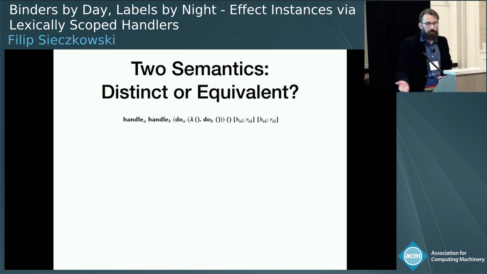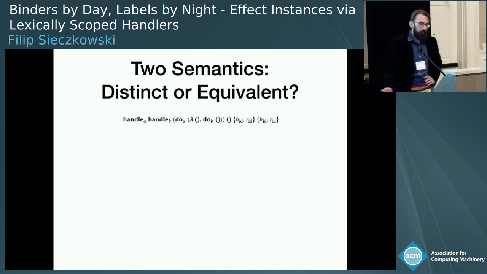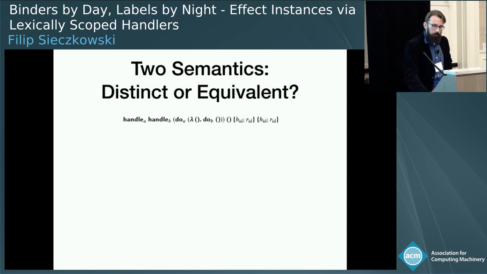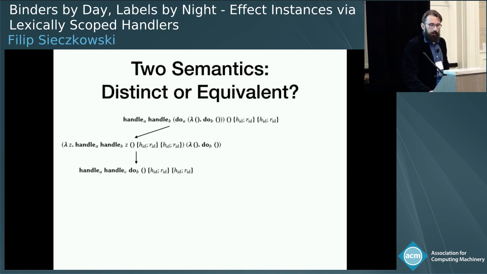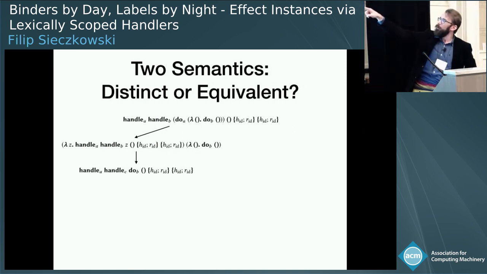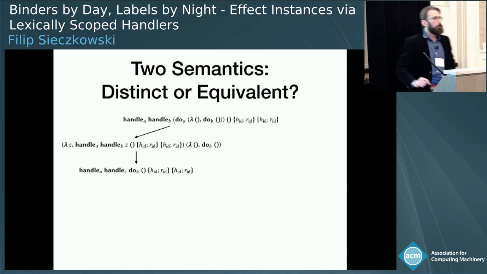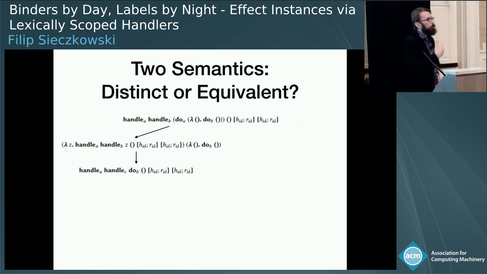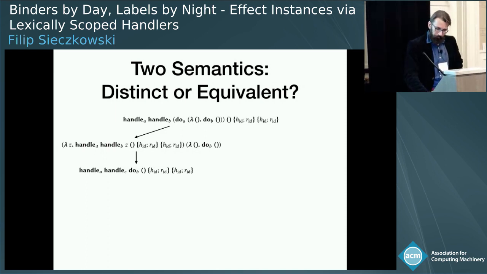So the question is, are the two semantics distinct or equivalent? And the thing is, in general, they are distinct. So if we reduce under the binders, the code that we see here actually gets stuck, because the inner B escapes its scope, and when we reintroduce it into the scope, we have to rename the binder from B to C, like you usually do with hygienic convention.